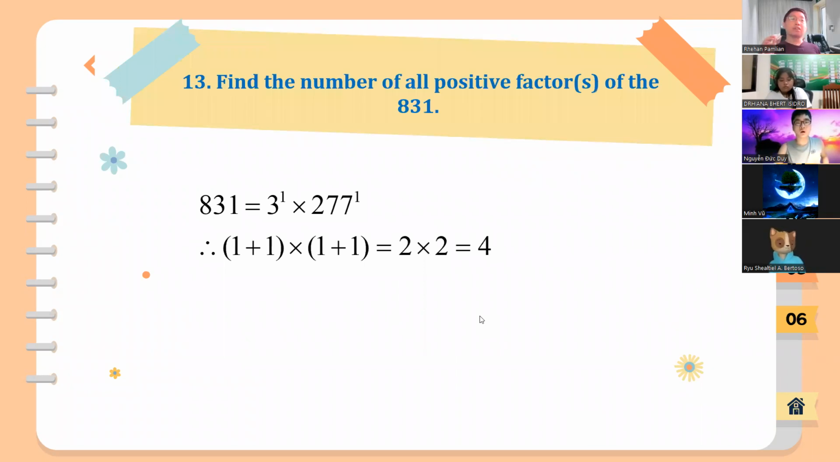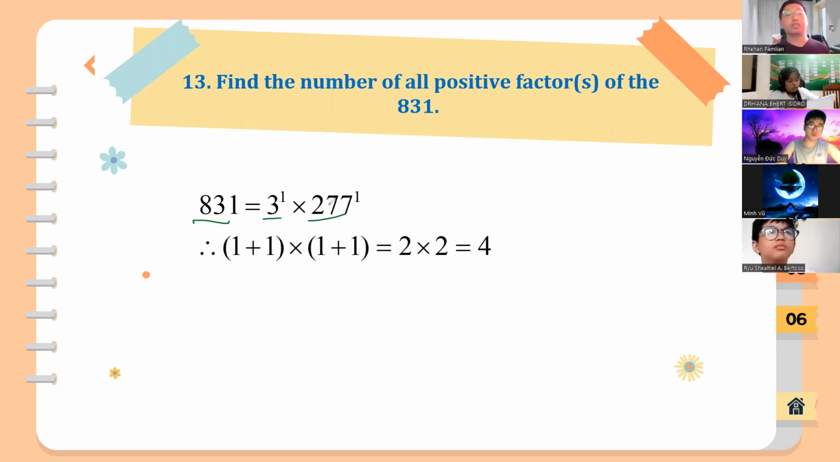Find the number of all positive factors of 831. It's a bit hard because you don't really know what the prime numbers are. But when you know how to get the prime numbers easily, then it is going to be easy for you. Getting the prime numbers would be your first step. Prime factorization is the only way. So 831, when you do prime factorization, you'll get 3 raised to 1 times 277 raised to 1.